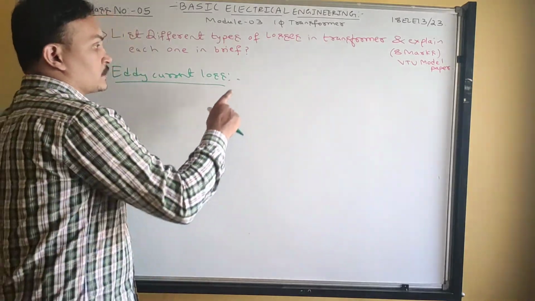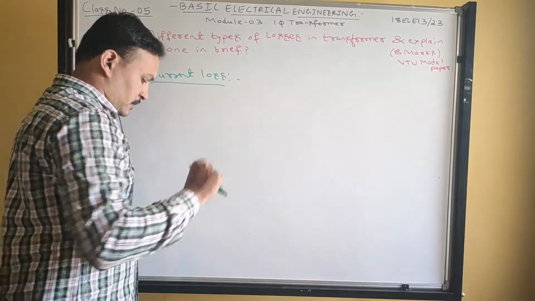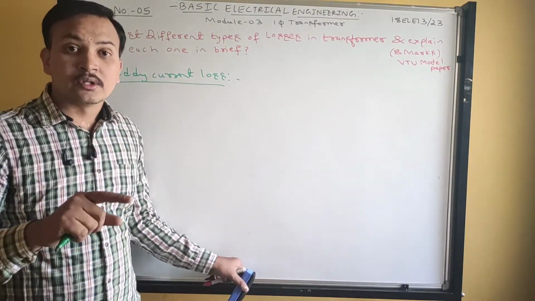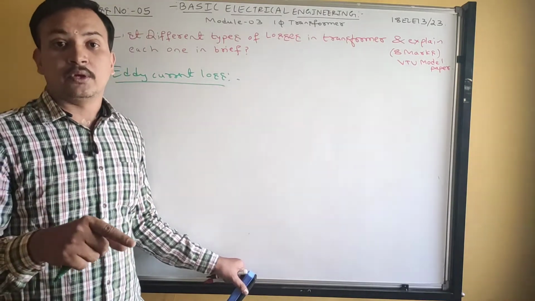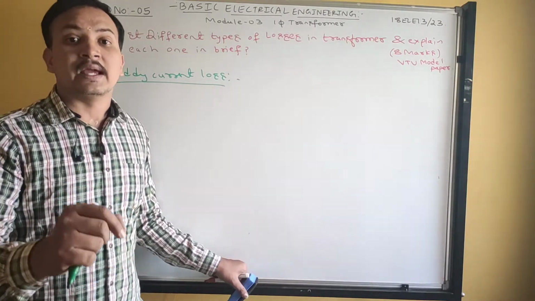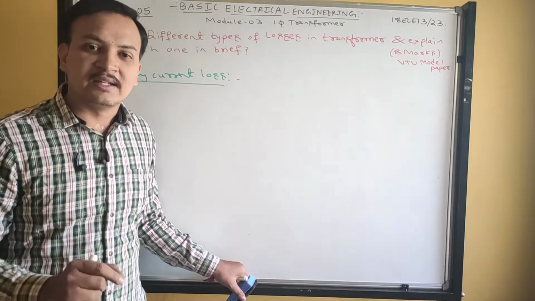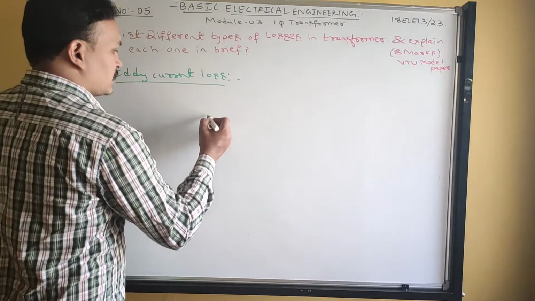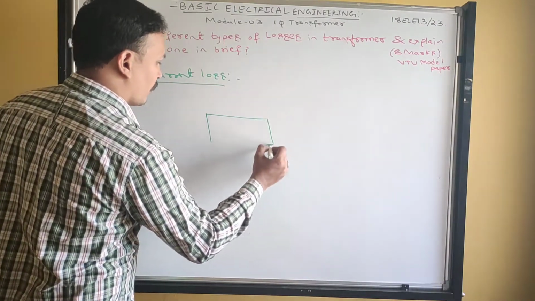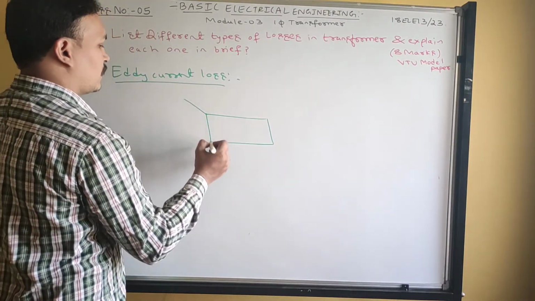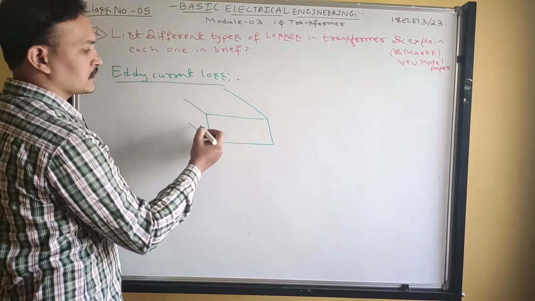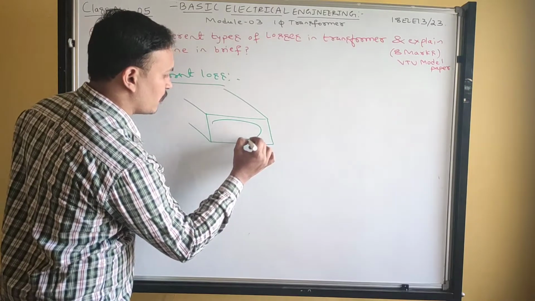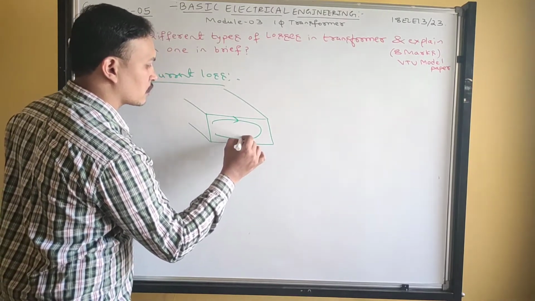So eddy current loss is nothing but the circulating current flowing within the core itself. Due to that, power losses increase. Like that you can write. See, suppose I use a solid core. Okay, this is a solid core. So the eddy current keeps circulating within the core itself.